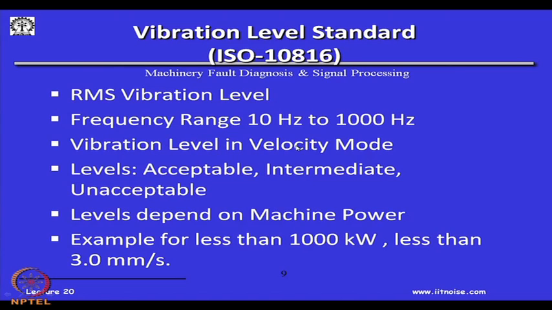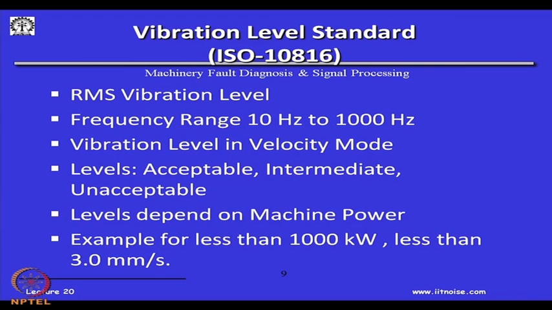Vibration level has to be in the velocity mode, that is either in meters per second or millimeters per second. And then there are three levels of vibration: whether the machine is acceptable, the machine is in an intermediate stage, or the machine's vibration is unacceptable and the machine has to be diagnosed and corrected. And of course, these levels depend on the machine power. Just for example, if it is a 1000 kilowatt machine, the highest vibration in any direction has to be 3 millimeters per second.